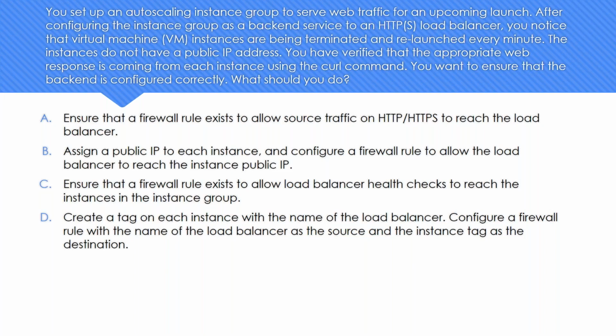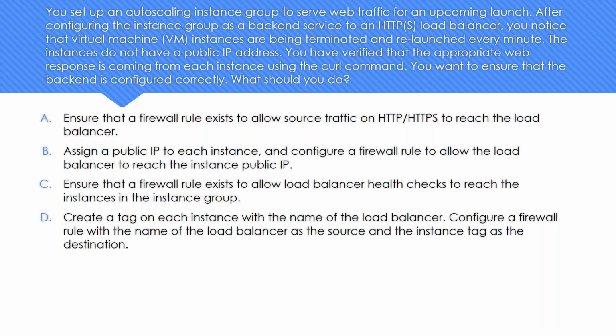Option C: ensure the firewall rule exists to allow the load balancer health check. We had created a health check and attached the same health check to our MIGs, to be used by the load balancer. It's a common health check so that the load balancer can reach the instances in your instance group and check whether they are healthy or not. If they are not healthy, it sends traffic to a new VM. So this firewall rule should be opened.